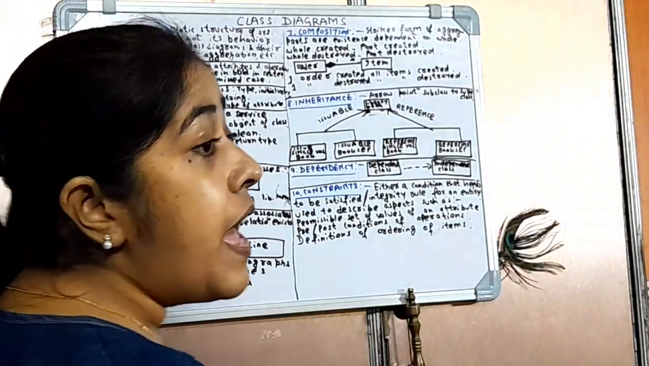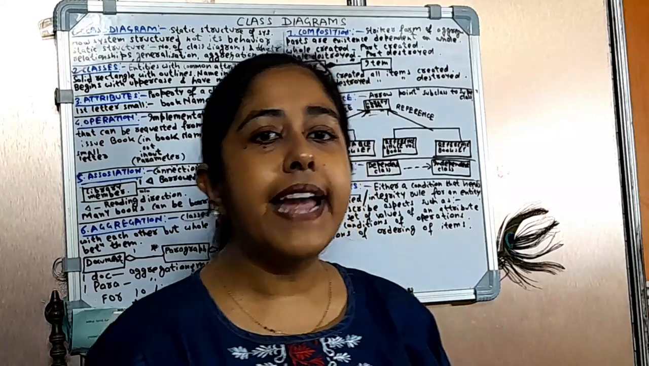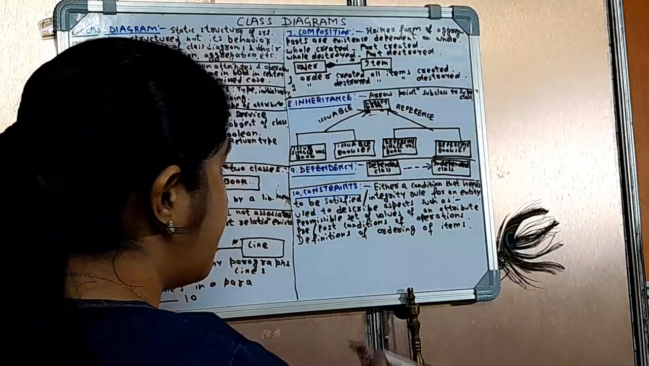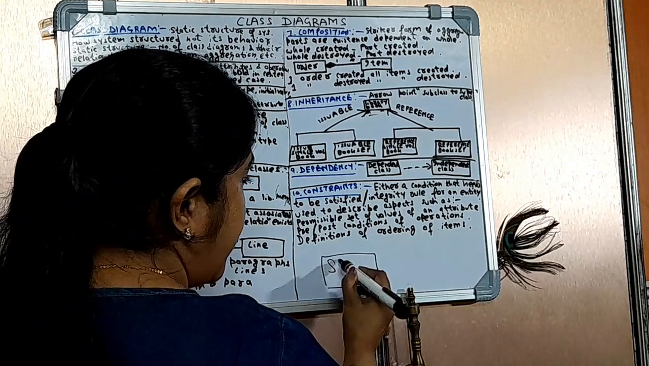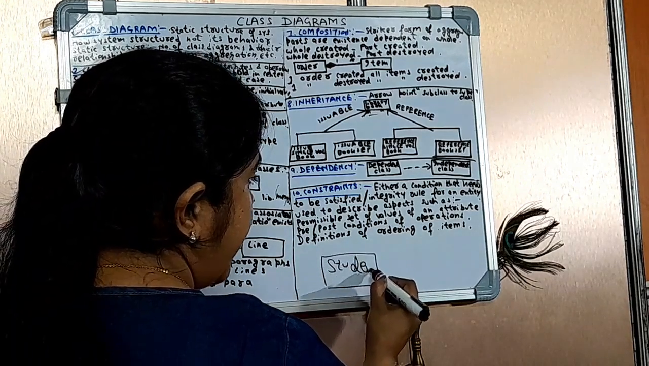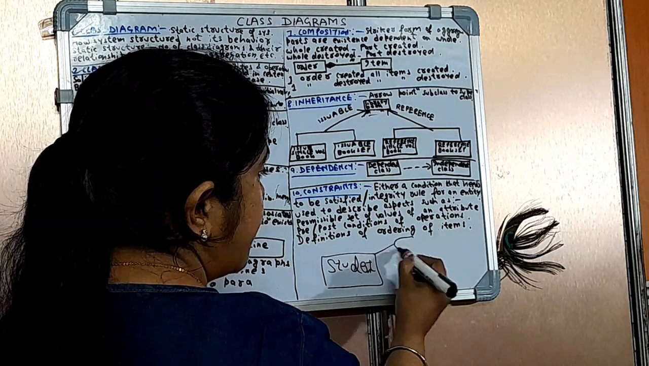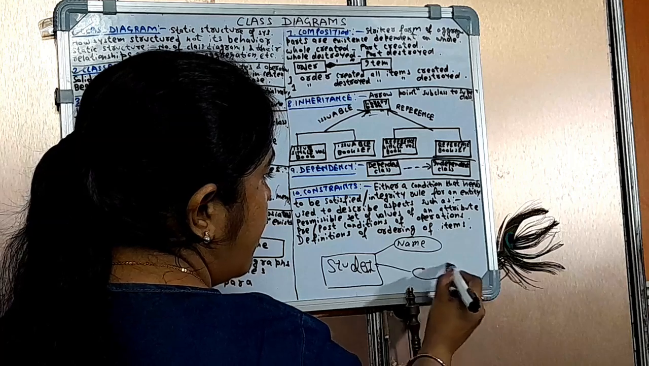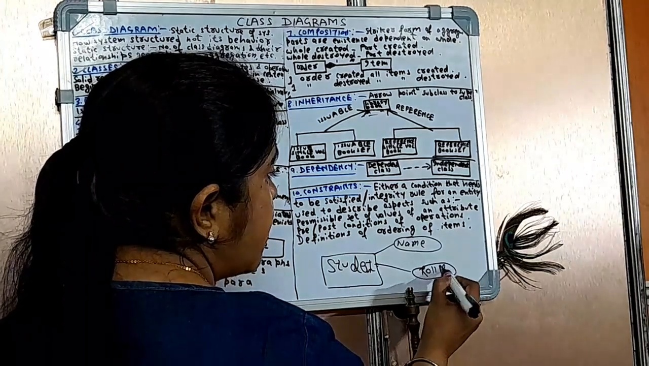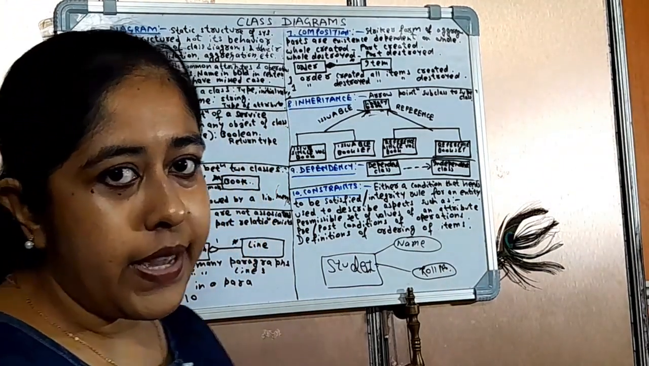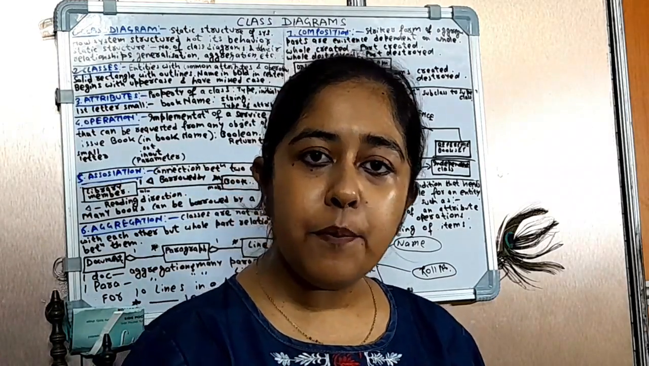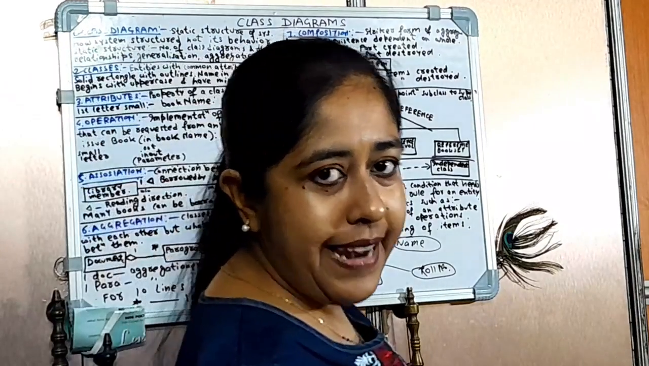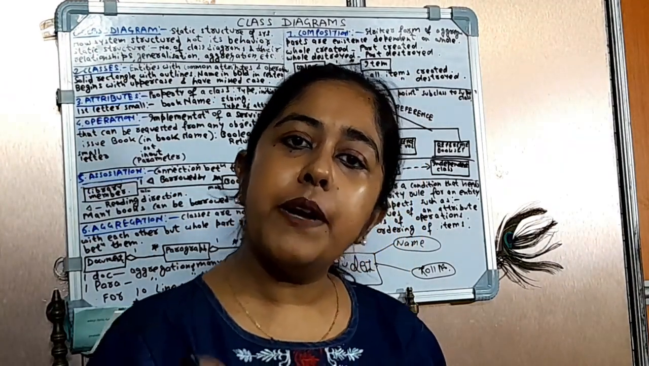Now classes are complete. Now attributes. I have already told you that an attribute is a property of the entity. Suppose you are talking about a student, if this is my student entity, then it will have some attributes. The attributes will be their name, then their roll number, etc. So these will be their attributes. Attributes are basically the properties of the entities, the property of a particular class.